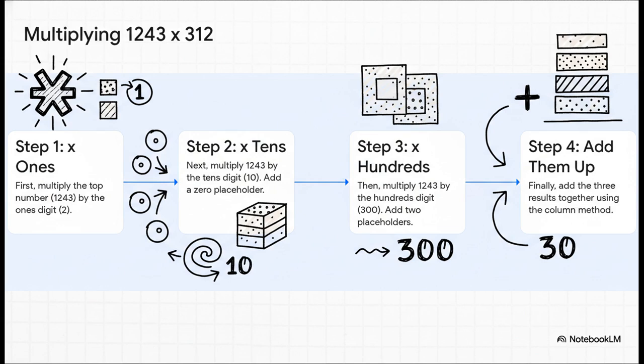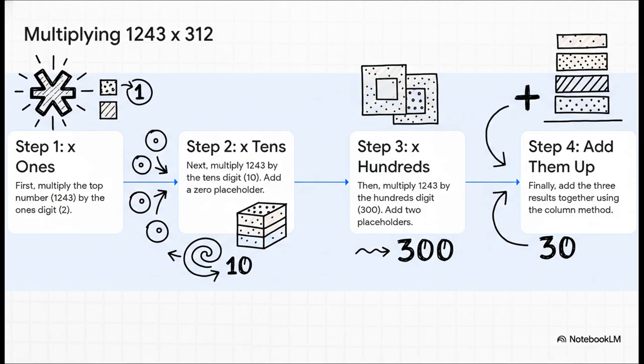To multiply 1,243 by 312, we just break it into smaller, easier pieces. First, like in step 1, we multiply 1,243 by the ones digit, which is 2. Then, step 2, we multiply 1,243 by the tens digit, which is 1. But since it's in the tens column, it's really 10, so we have to add a 0 at the end as a placeholder. Super important.